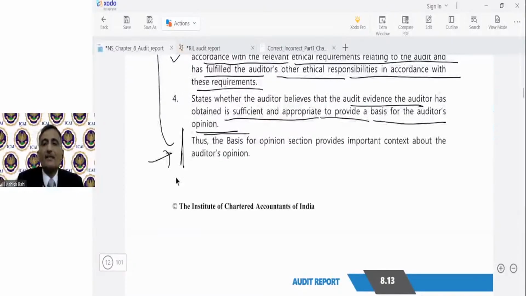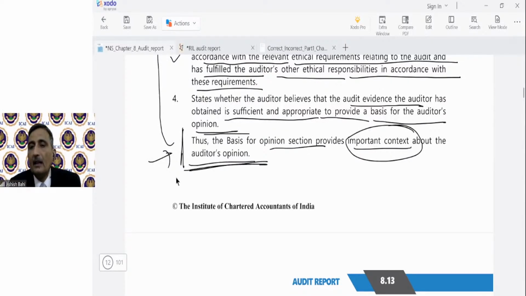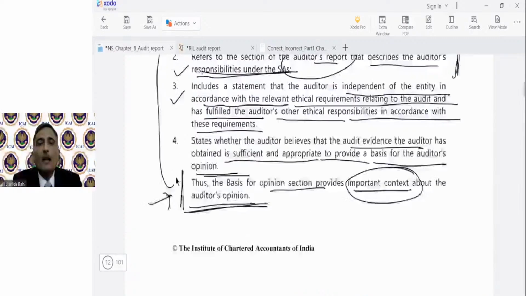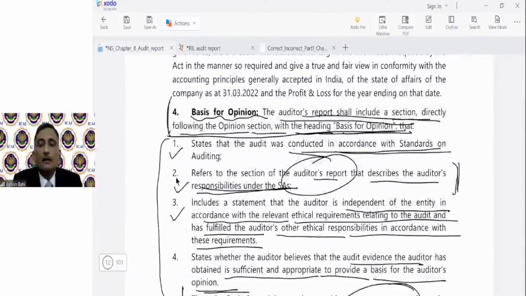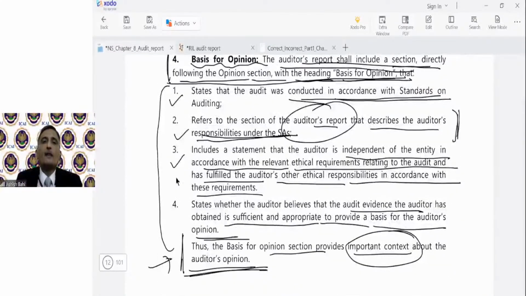So thus the basis for opinion section provides important context about the auditor's opinion. It clearly shows the context of the auditor's opinion. Like if the auditor is saying that he has expressed an unmodified opinion, then it provides a context to it. It provides a basis for that.